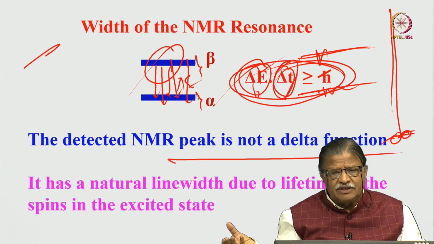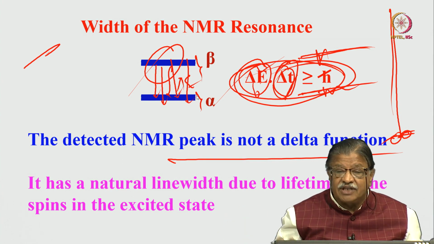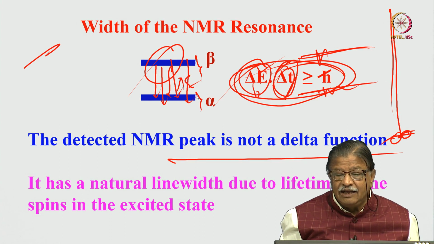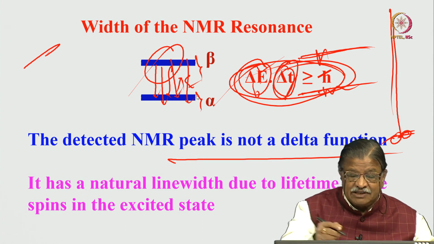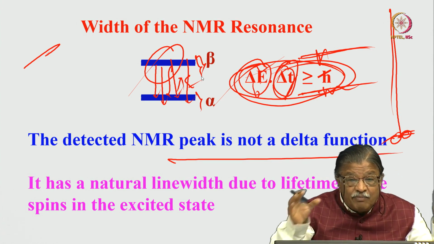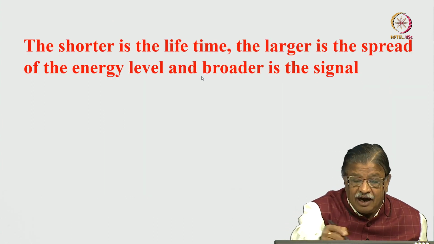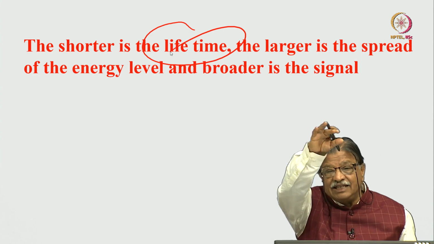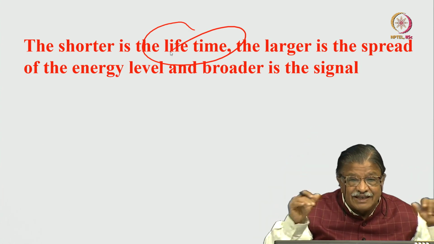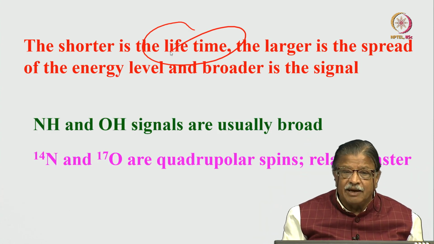Varieties of possible transitions are there because of the width of the energy state. And if the spin does not stay for a longer time, this spread becomes more, the line becomes broader. That is what is going to happen. The shorter the time the spin stays in the excited state, the broader the signal, the peak width becomes broader.